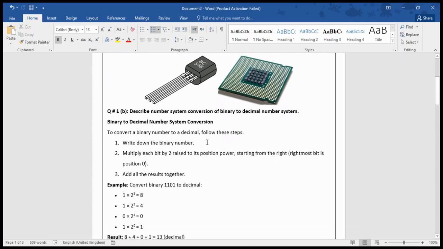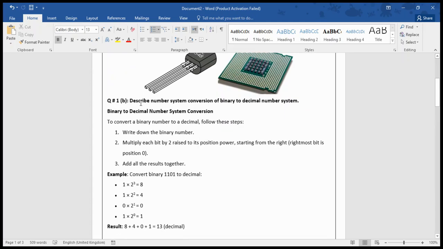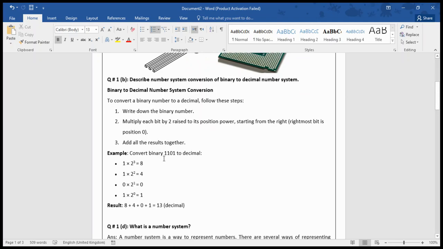Now these are the conversions. The second question is: describe the number system conversion of binary to decimal, that is, how we can convert a binary number into decimal. The first step is to write down the binary number. This is a binary number, which is 1101. As I have mentioned earlier, 1 means on, 0 means off. So it is on, on, off, on. We have to convert this into a number, but decimal.